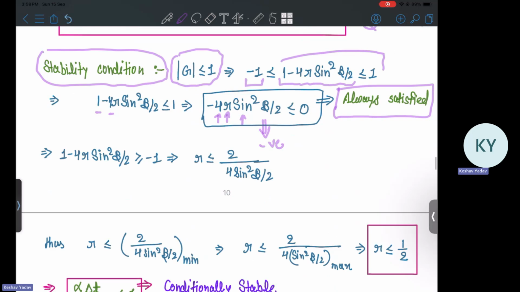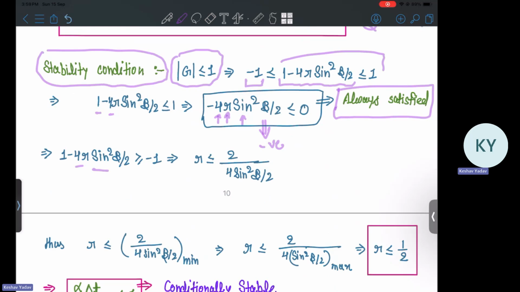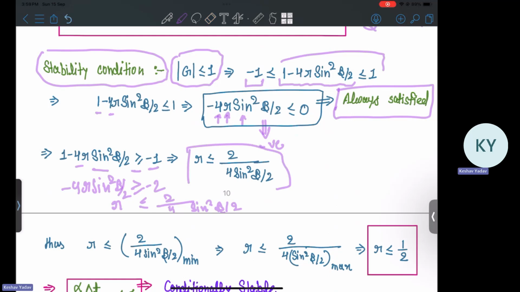Now the second condition: 1 minus 4 r sine square beta by 2 should be greater than or equal to minus 1. Now you do the manipulation. This minus 1 will come to this side, giving 2 greater than or equal to 4 r sine square beta by 2. Then r is less than or equal to 2 divided by 4 sine square beta by 2, so this is the expression that we will get.